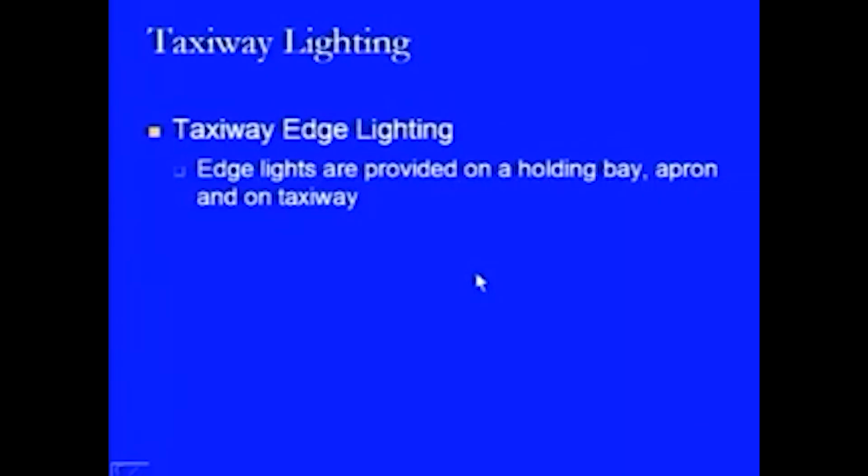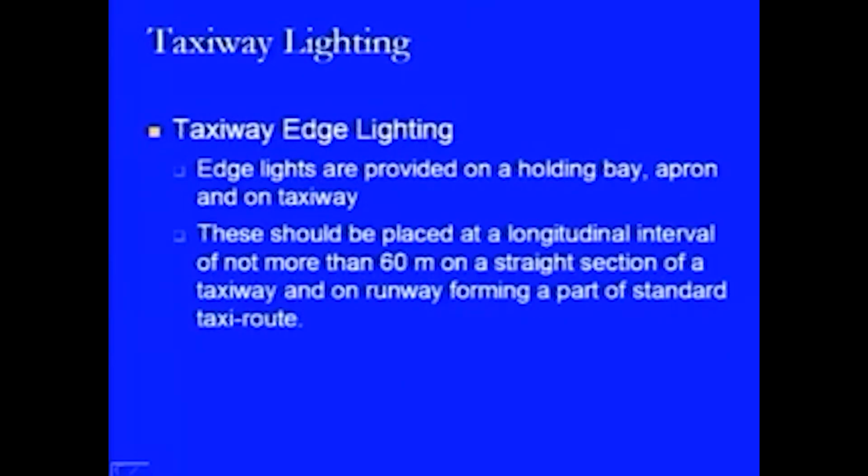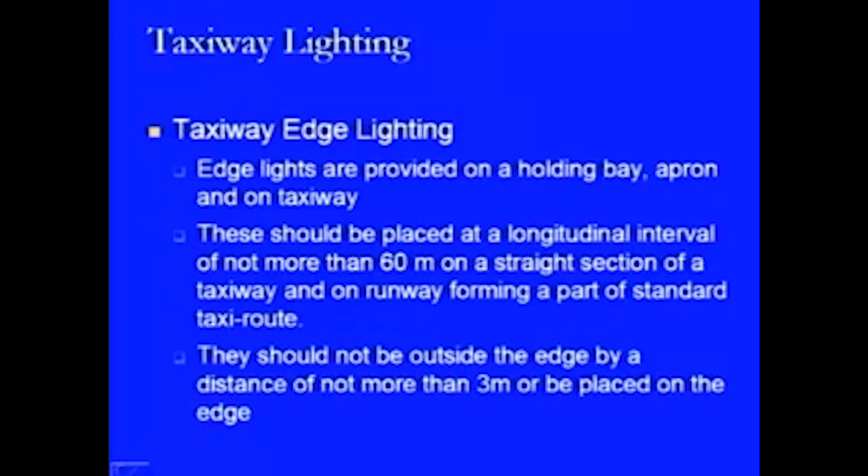Then we have the taxiway edge lighting. In this case, these are provided on a holding bay, apron, and on the taxiway. They should be placed at a longitudinal interval of not more than 60 meters on a straight section of a taxiway and on the runway forming a part of a standard taxi route. They should not be outside the edge by a distance of more than 3 meters, or be placed on the edge.